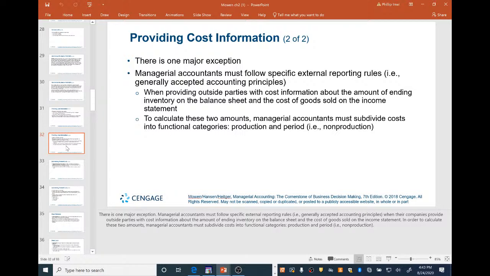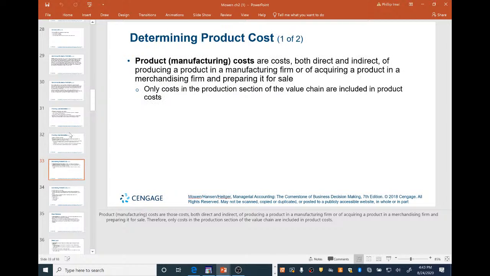So to calculate these two amounts, managerial accountants must subdivide cost into functional categories: production and period, right? And period is another word just for non-production, right? So product manufacturing costs, and this is dealing with determining product costs. These are costs, both direct and indirect, of producing a product in a manufacturing firm or of acquiring a product in a merchandising firm and preparing it for sale. So only costs in the production section of the value chain are included in product costs, right?